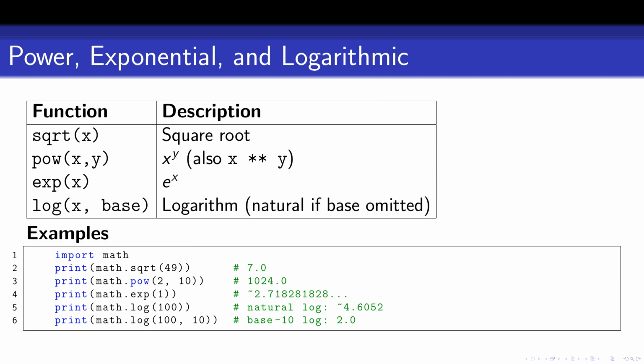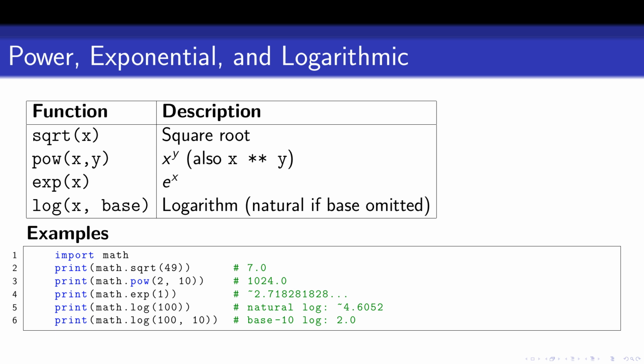Power, exponential, and logarithmic functions extend Python's basic arithmetic to cover essential operations for science, finance, and computing. The sqrt function calculates square roots, while pow raises a number to any power, much like using the double asterisk operator but with added clarity. The exp function computes e raised to a given power, a cornerstone of exponential growth calculations, and the log function provides natural logarithms by default, though you can specify other bases like 10.